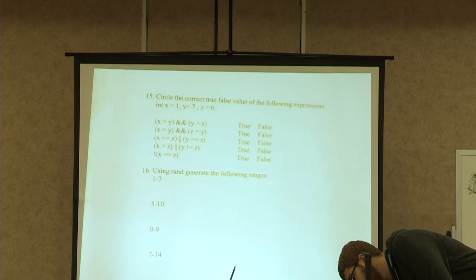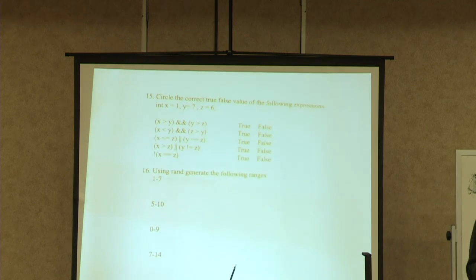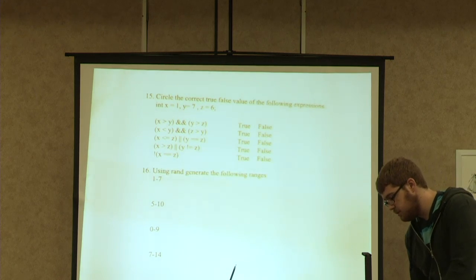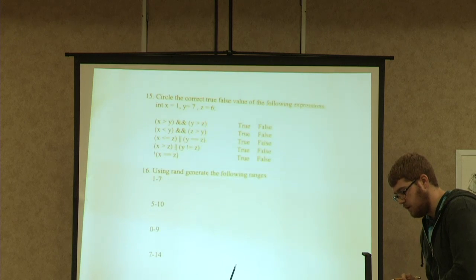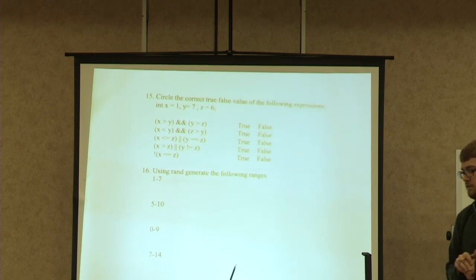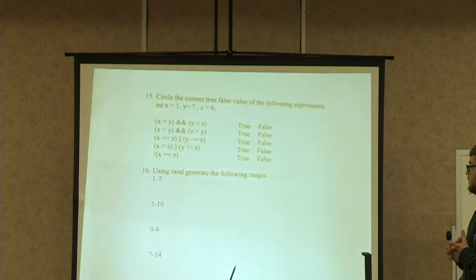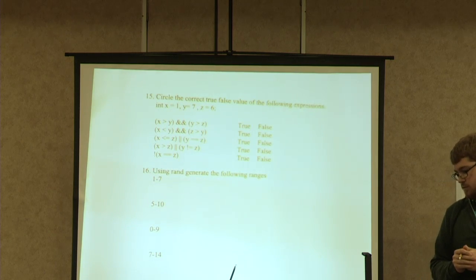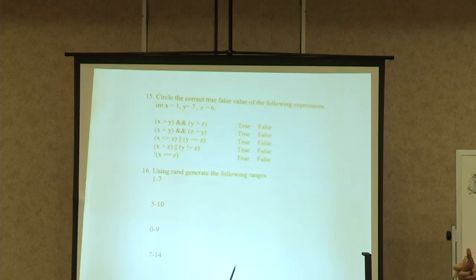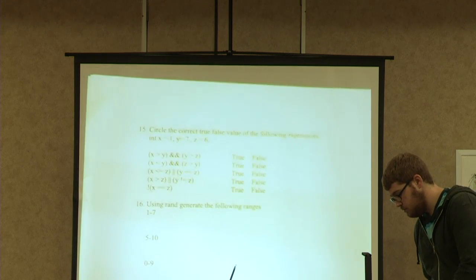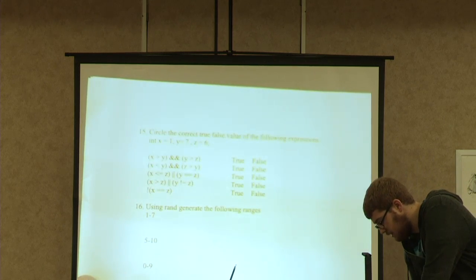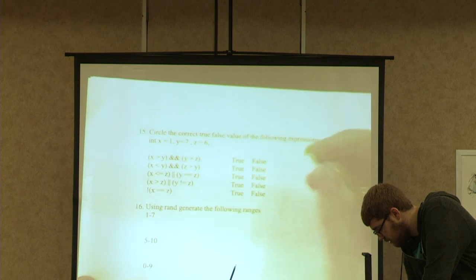So on this one, I'm just evaluating true-false expressions, like if they're an if statement. We got x equals 1, y equals 7, and z equals 6. So the first one, if x is greater than y and y is greater than z, what does it equate to, true or false? Okay, let's work it out. The way I work it out, you can plug the numbers right in and write it again.